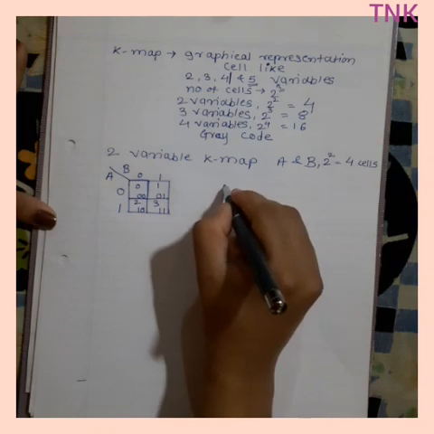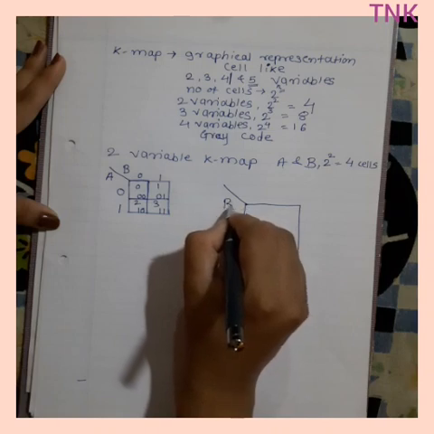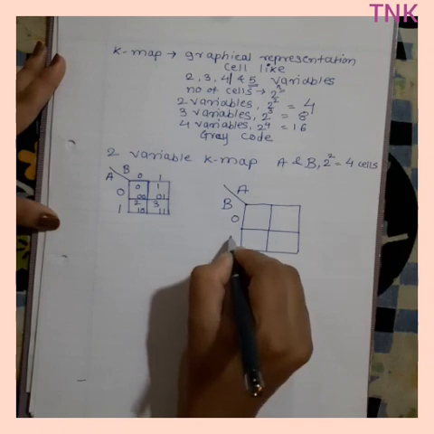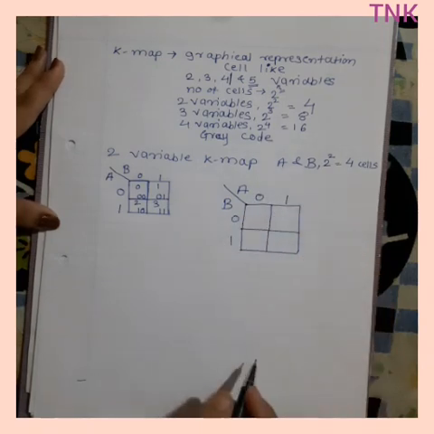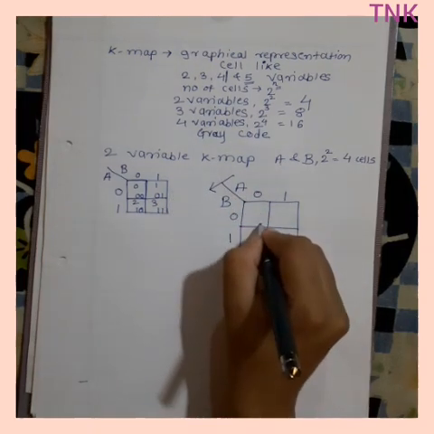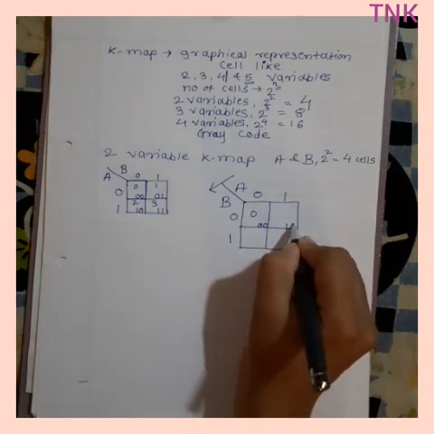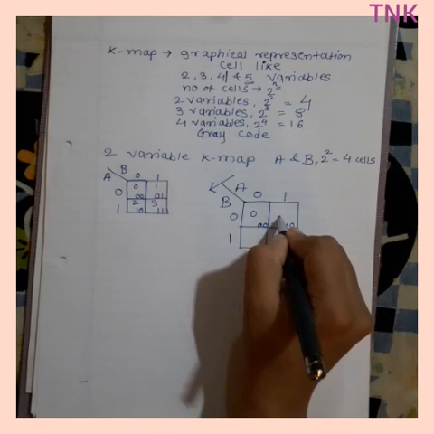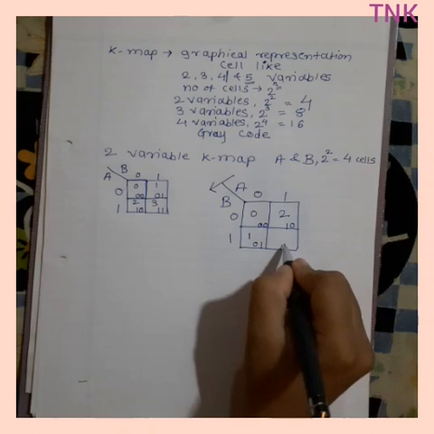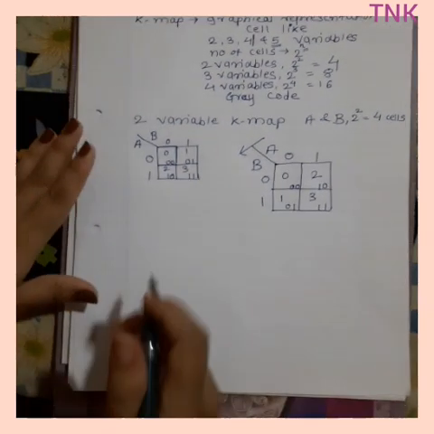Or you can draw the same structure like this. You can write B over here, A over here. This is 0, this is 1, this is 0, this is 1. Let's identify the values. It will be read in this direction. A is 0, B is 0, so it is 0. A is 1, B is 0, it is 2. A is 0, B is 1, it is 1. A is 1, B is 1, it is 3. So this is how you can draw a 2 variable K-map.